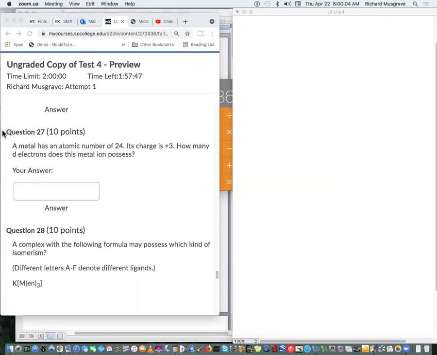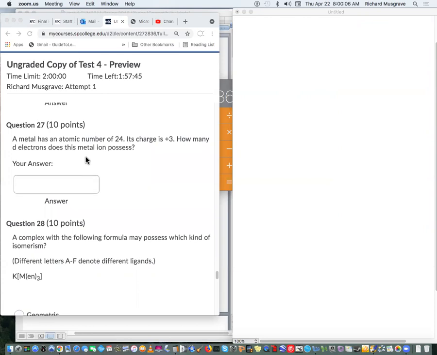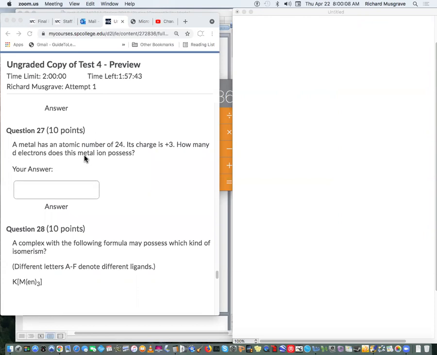Okay, so we're looking at the ungraded copy of test 4 presently, and I was going through the coordination chemistry compounds. Coordination chemistry.